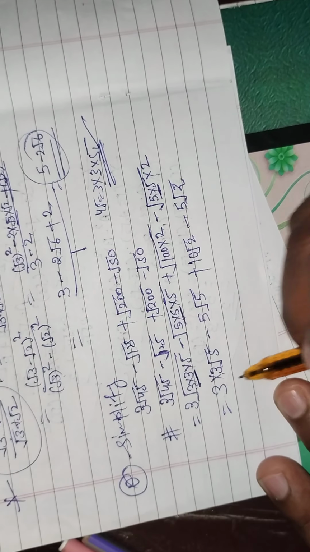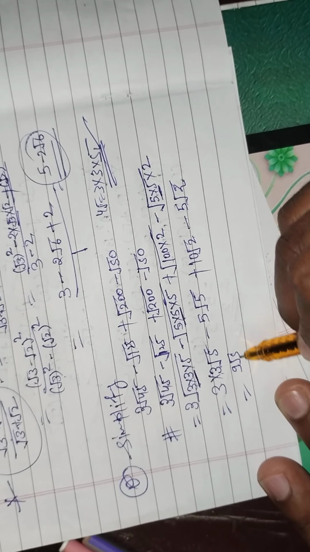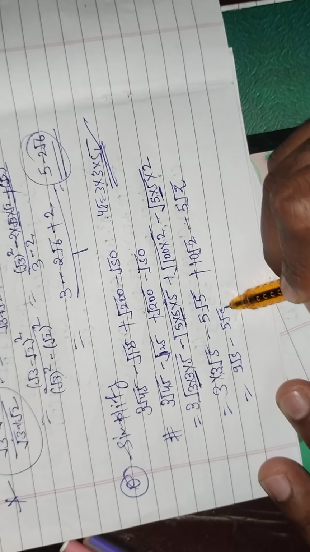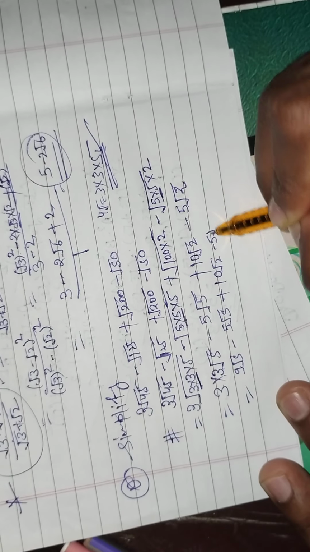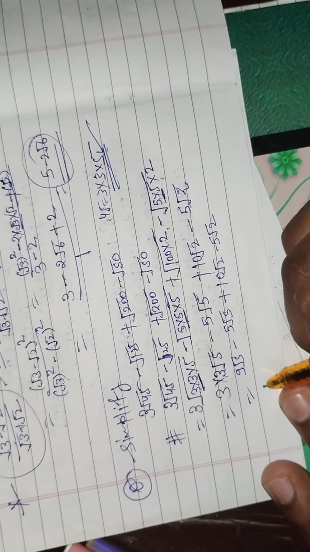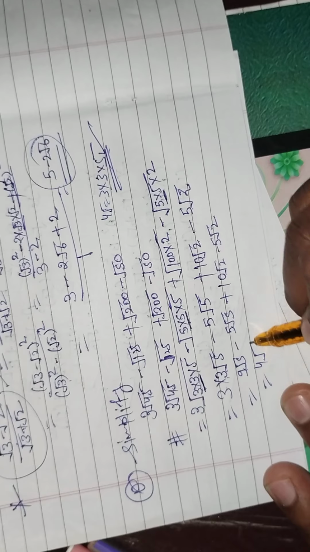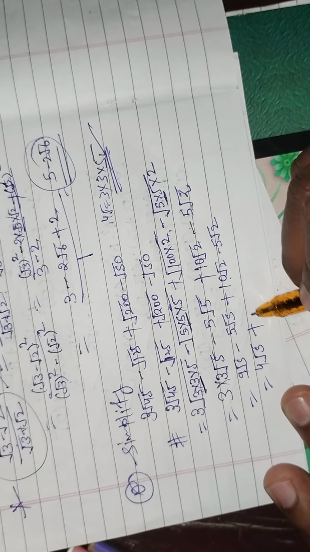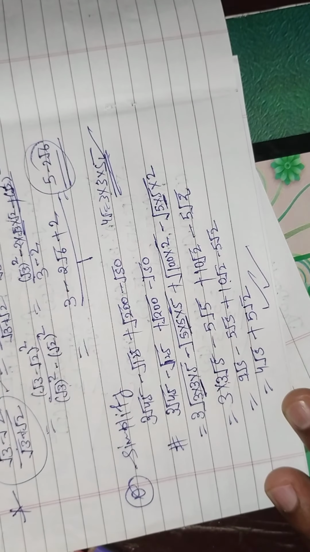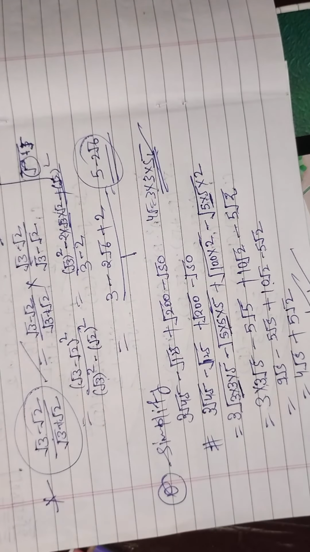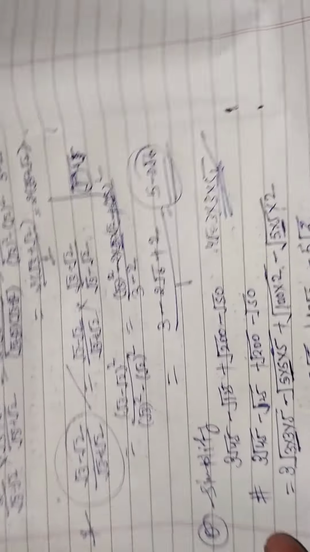So 3 times 3 is 9 under root 5 minus 5 under root 5 plus 10 under root 2 minus 5 under root 2. Our final answer will be 9 minus 5, which is 4 under root 5, and 10 minus 5, which is 5 under root 2. So this is our final answer, and you can solve it like this. If you have any problem, you can ask in the comment box. Otherwise, let's solve one more question.